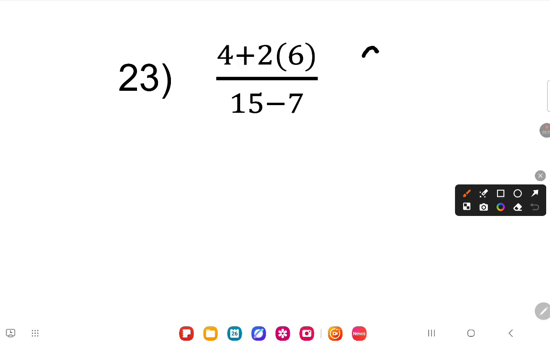And we know that according to the order of operations, you start with groupings. And so that's what I'm going to do. I'm going to simplify the top separately, that expression up top, and the bottom separately. Okay, let's look at the top first, the numerator.